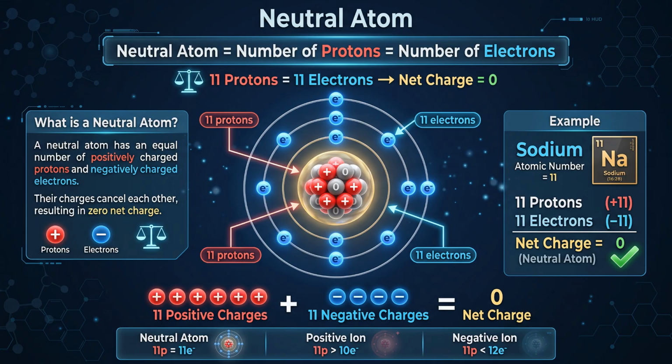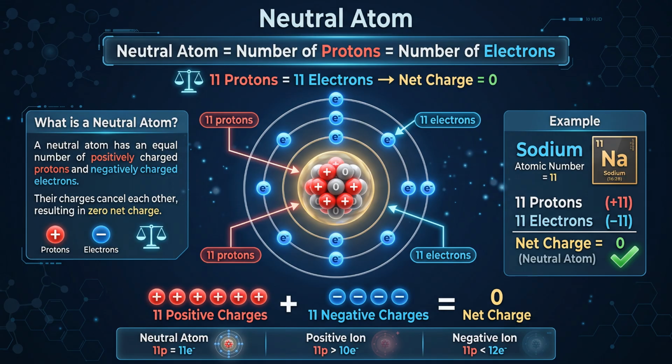Understanding neutral atoms is also essential for learning chemical bonding. During chemical reactions, atoms usually do not gain or lose protons because changing the number of protons would change the element itself. Instead, atoms gain, lose, or share electrons to achieve greater stability. This exchange or sharing of electrons leads to the formation of ionic and covalent bonds, which are the basis of all chemical compounds.